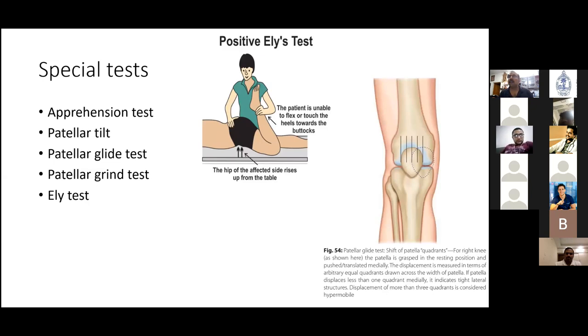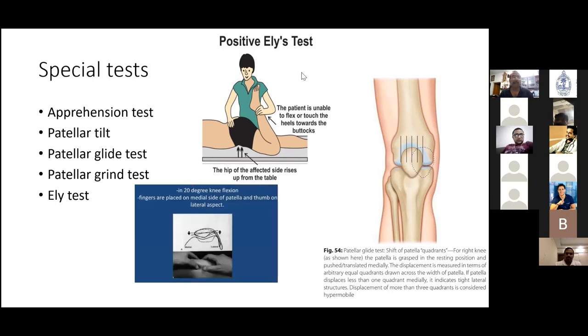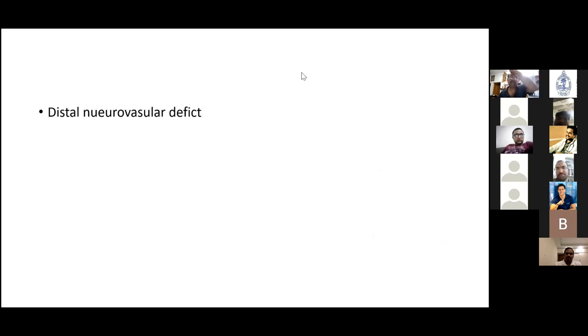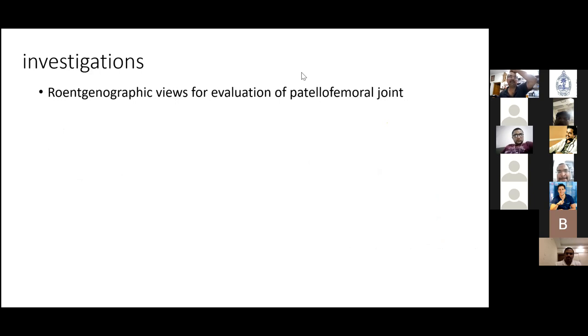These are the pictures for what Ankit has been telling, for the patellar glide, the quadrants. So this is looking for the shift. Look for distal neurodeficit, muscle power, range of motion of the opposite knee, etc.